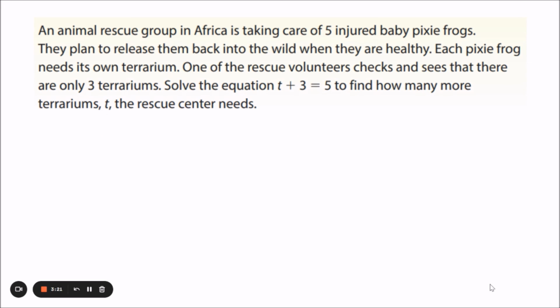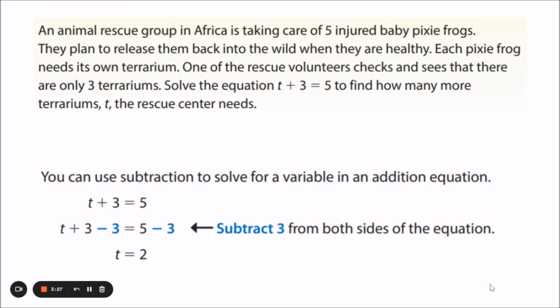Students can also use inverse operations to solve an addition equation. Students can use the inverse operation of subtraction to solve for a variable in an addition equation. Students can subtract and balance the equation by subtracting both sides by 3. When students subtract 3 from both sides of the equation, they will come up with the answer of t equals 2. Students can use both strategies of hanger models and inverse operations to solve problems with equations.